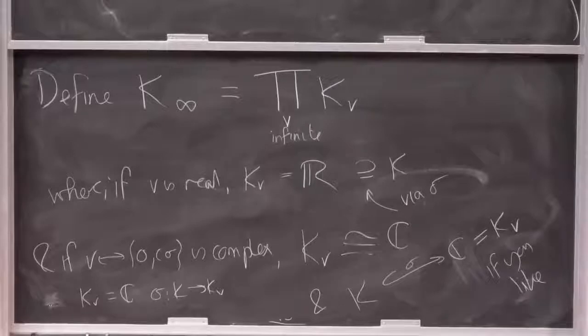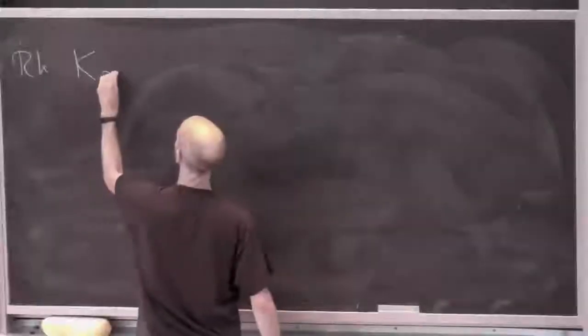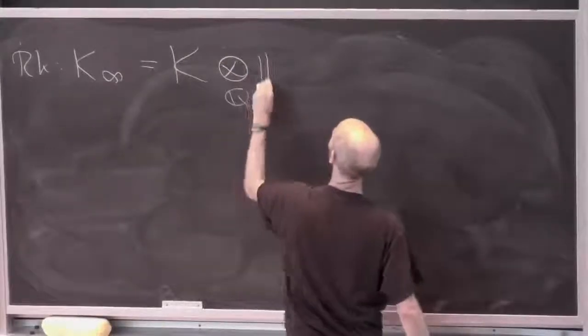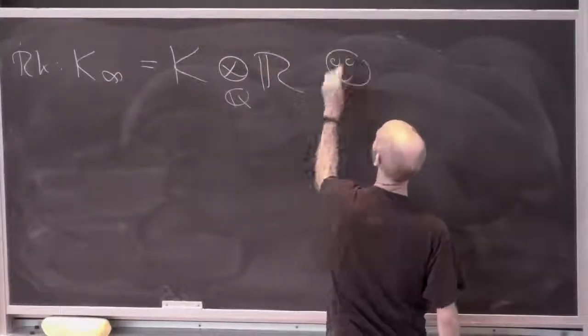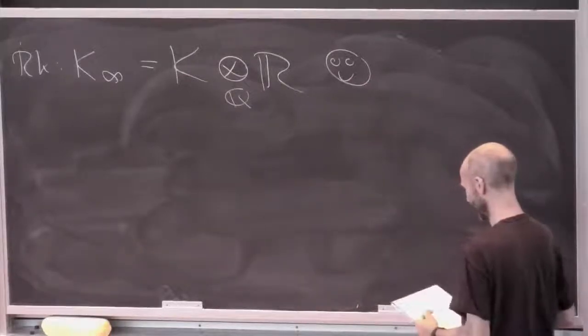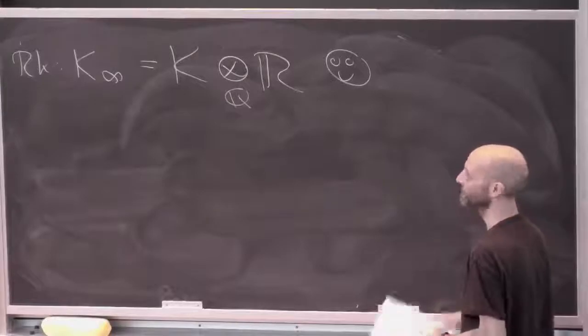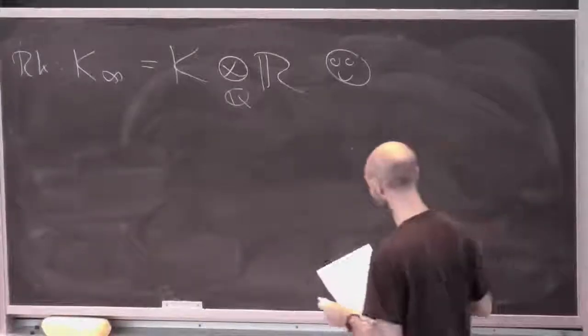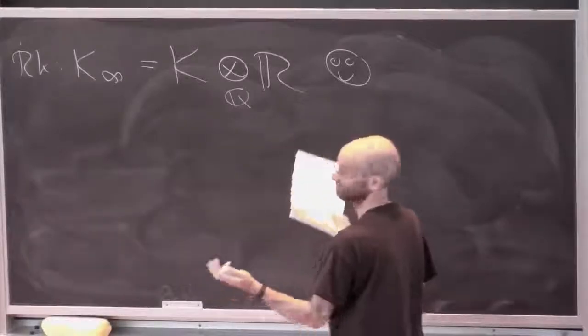So there we go. So there's K infinity. So the remark is that K infinity is actually just K tensor R. There's actually a really cool way of thinking about it. I had to spend quite some time thinking about that sort of thing once.